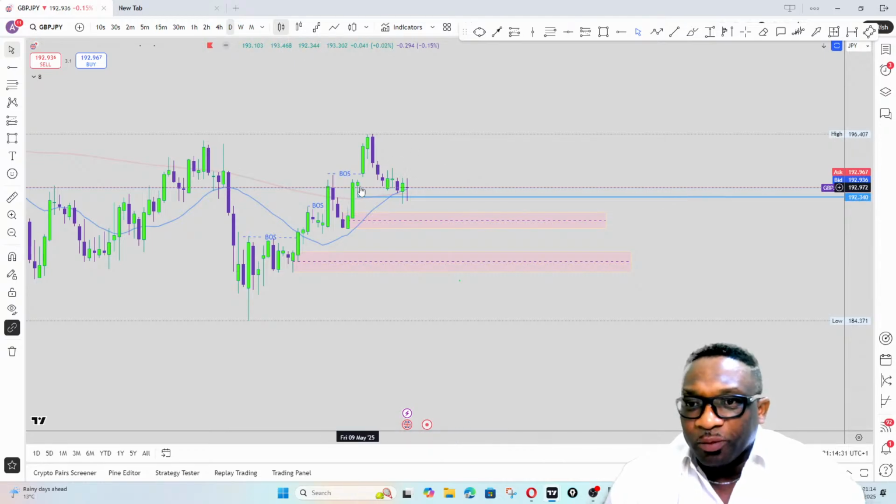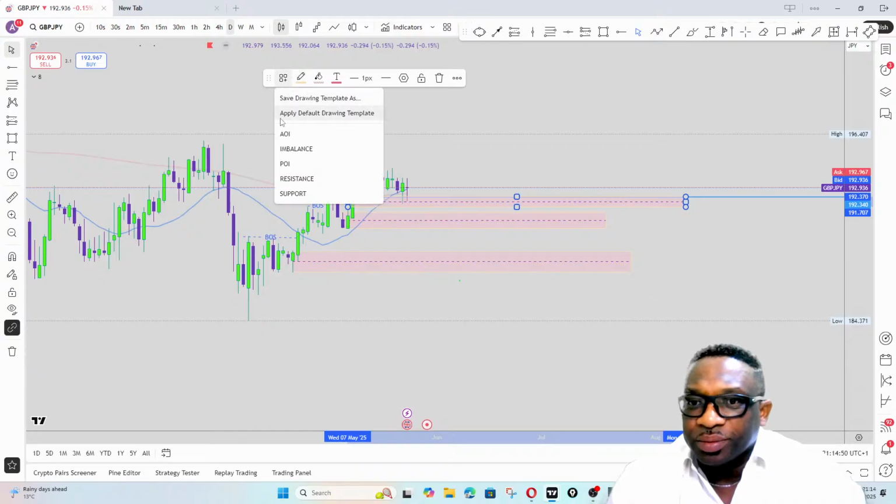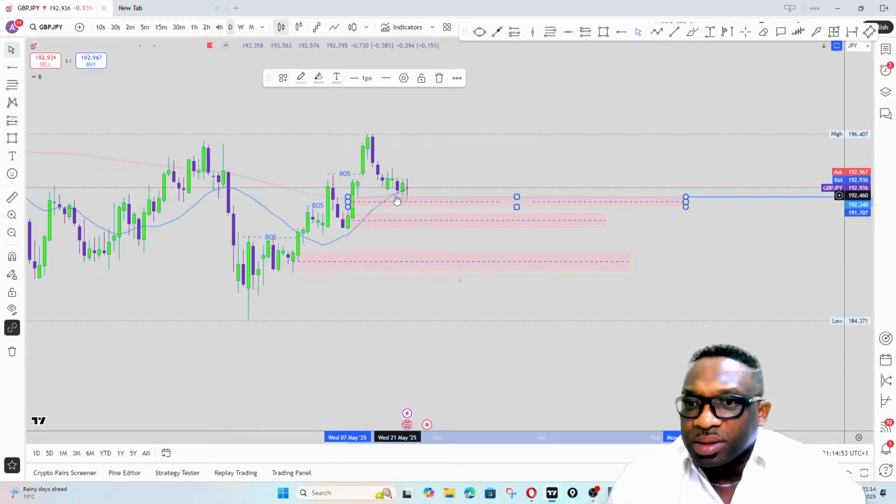So currently we have traded from this point on to the imbalance area. Let me indicate on there as well. From this point to this point we have an imbalance. I'll use a different color to make it clear.